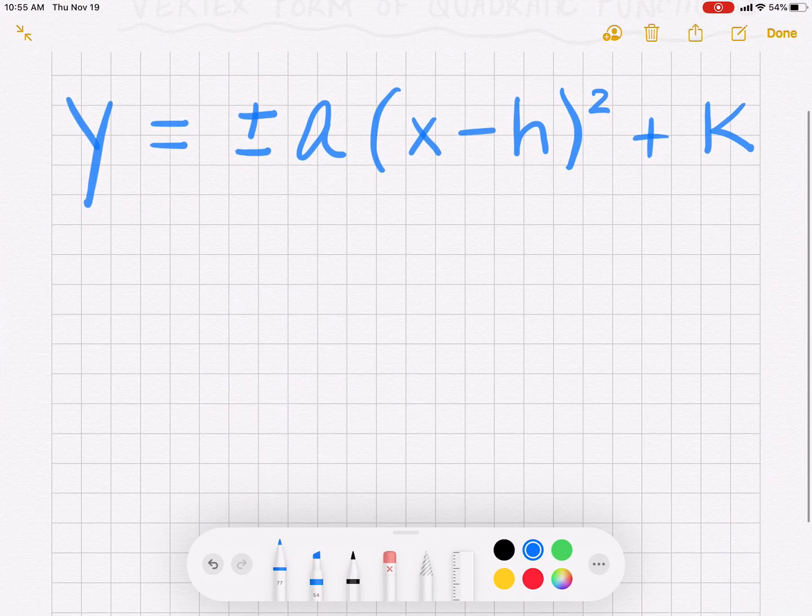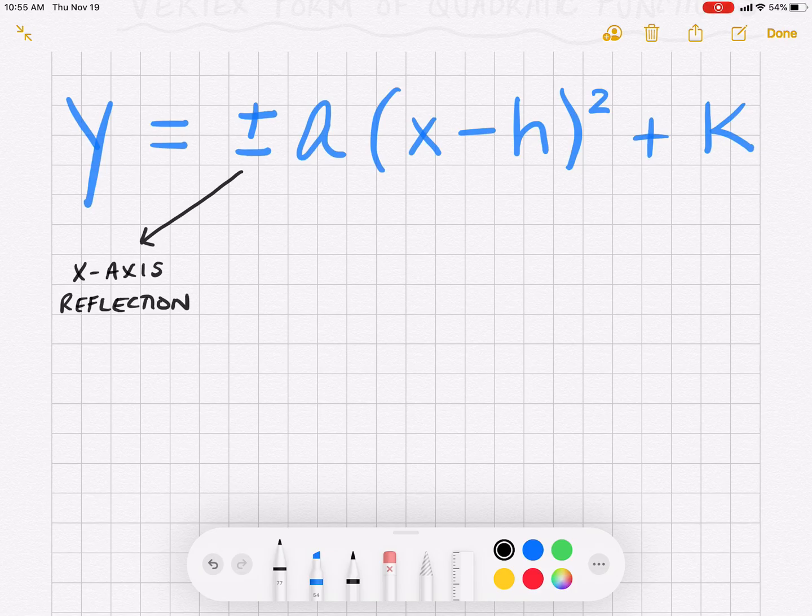Rather than saying the graph opens down, what we say here is that this plus or minus is an x-axis reflection. Okay, and you only have an x-axis reflection if the a value is less than 0. If the a value is positive, then I would just simply say that there is no reflection.